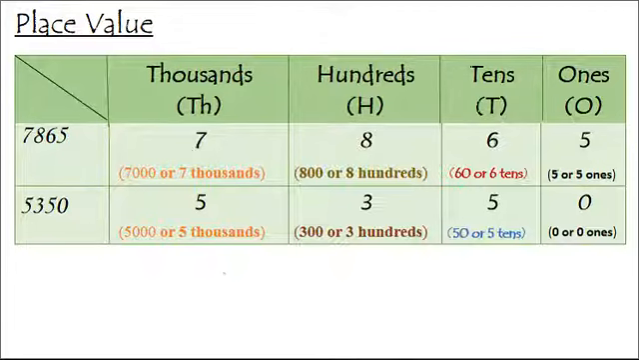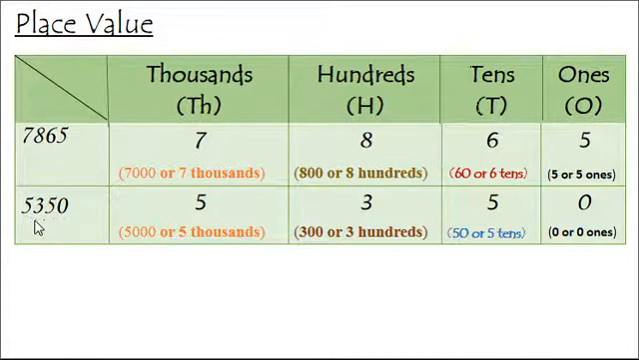So the place value, if a number is 7865, it is a 4-digit number. 7 is at the 1000 place, right? 8 is at the 100 place, 6 is at the tens place, 5 is at the ones place. So the place value of 7 will be 7000. The place value of 8 will be 800. The place value of 6 will be 6 tens. The place value of 5 will be 5 ones. Getting it?